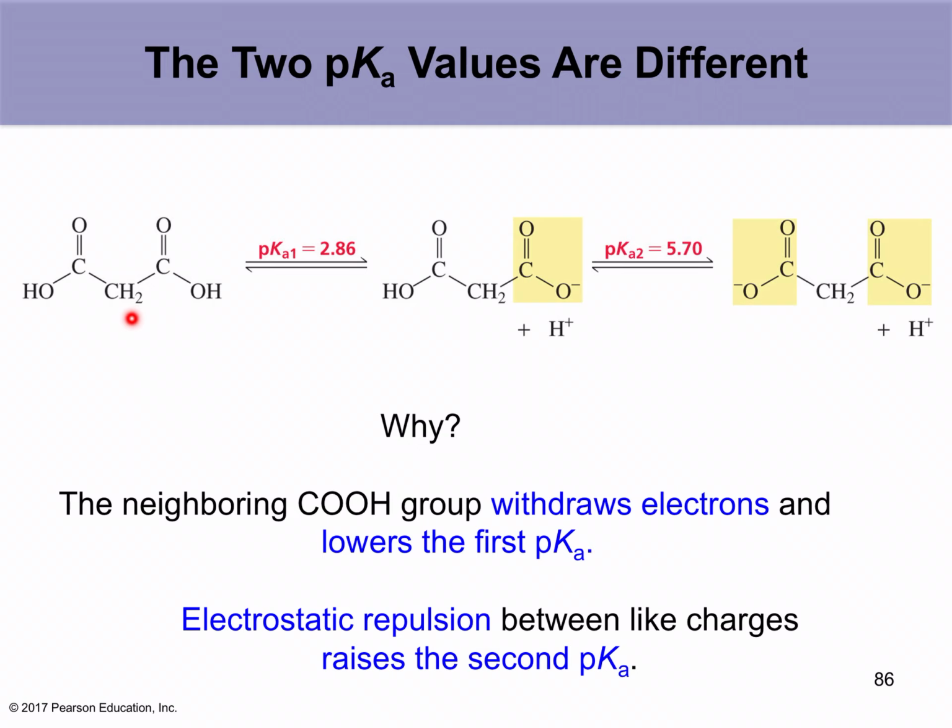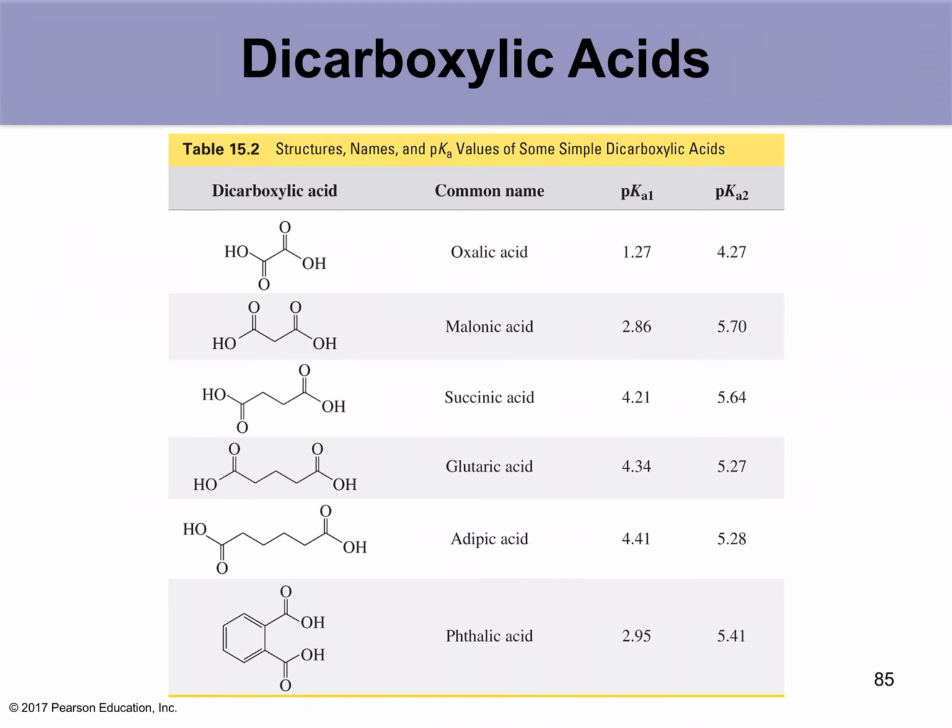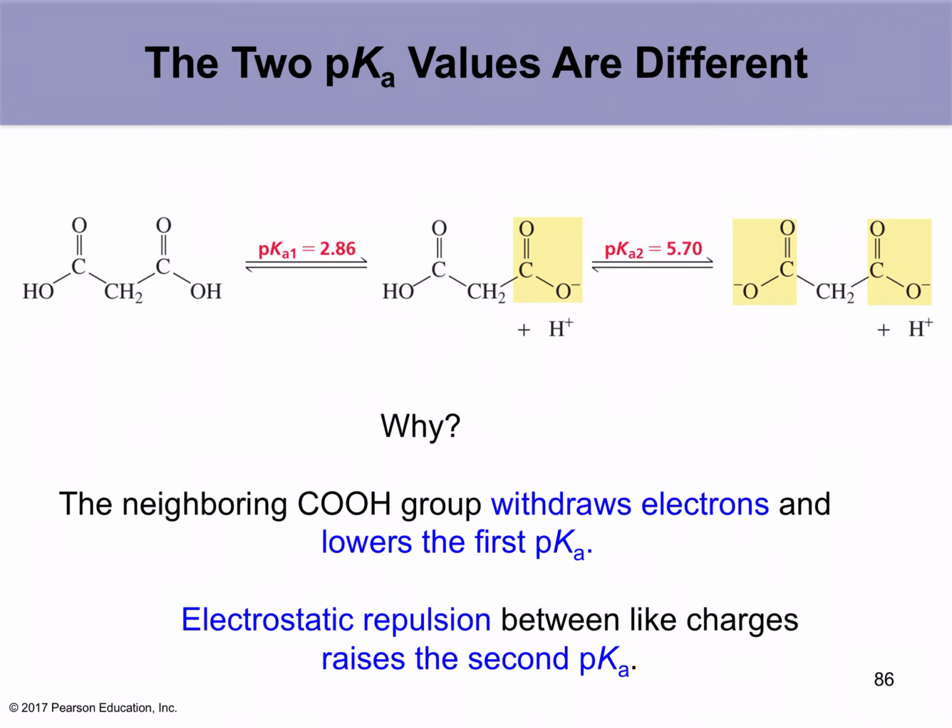For this one, what is this one called? Malonic acid. Yeah, malonic acid. pKa1, the first hydrogen is more acidic, 2.86. And then the pKa2, the second hydrogen, is 5.70. Why? The neighboring two carboxylic groups withdraw electrons and lower the first pKa. And then the electrostatic repulsion between the like charges raises the second pKa.